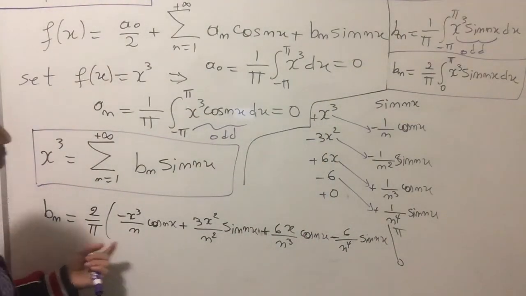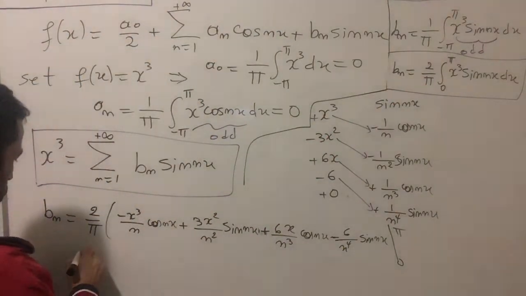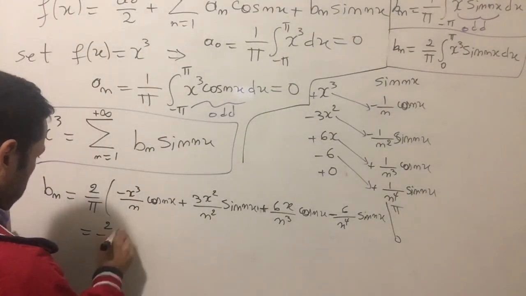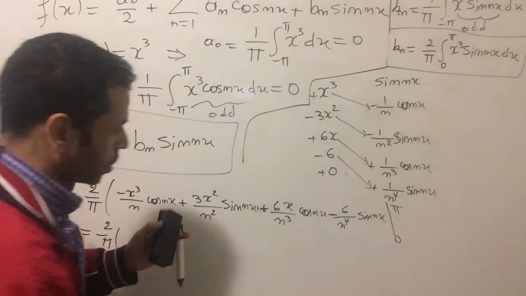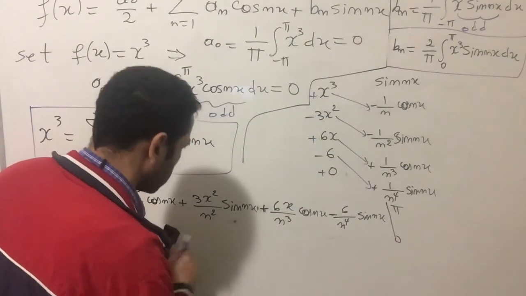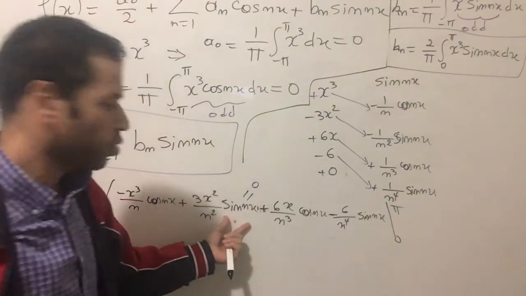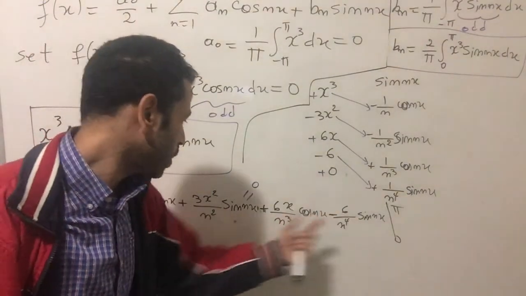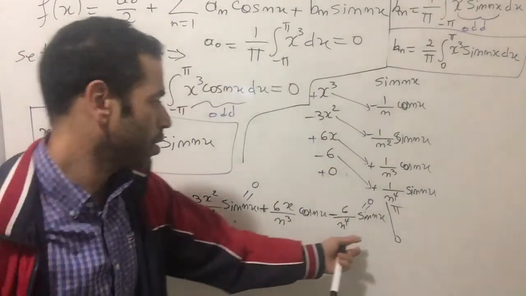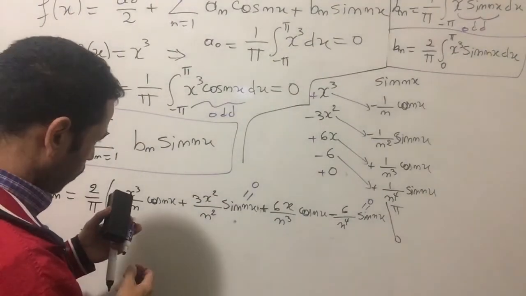Okay, because based on this one, I'm going to evaluate this, 2 over pi. If you take a look at here, this sine term equals 0, because if you apply pi into the sine, it gives you 0. This one is 0 as well, because if you apply pi into the sine, it gives you 0 as well. So what's left?